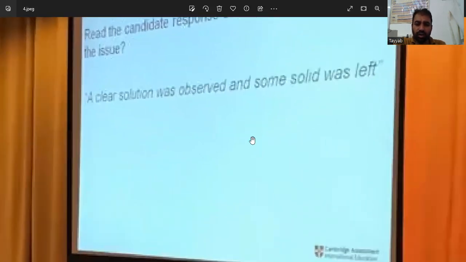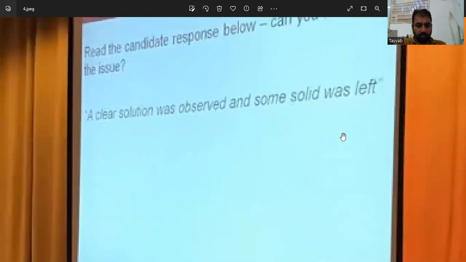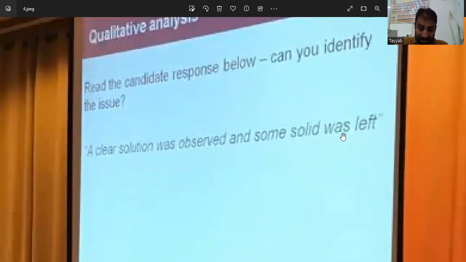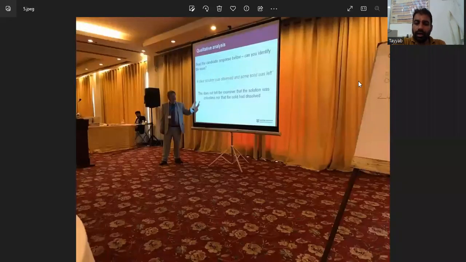Okay, in this, what is the mistake? A clear solution was observed and some solid was left. What is the meaning of this? This is meaningless. From where was some solid left? Is it any other solid or the solid which was earlier dissolved? To explain this, what you have to say, we will see in this PPT.